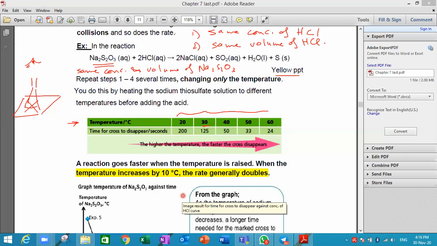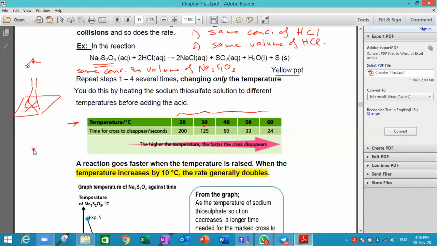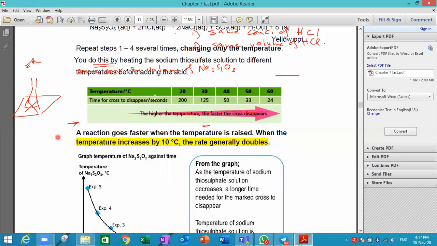We will see that as the temperature increases by 10 degrees Celsius, the rate generally doubles. But of course, if you are going to study chemistry as an AS, you will find that this statement is not true. They say it in O level, but it's not true. It's not always true.